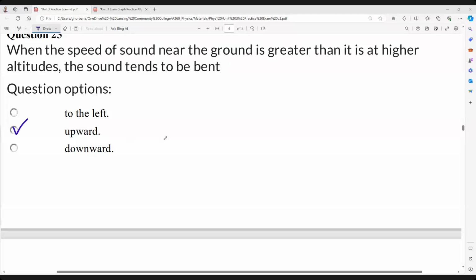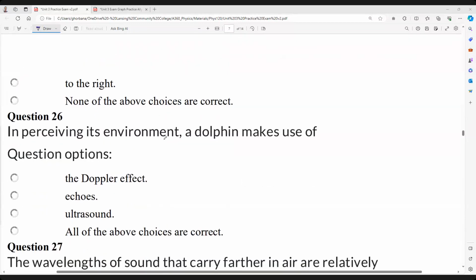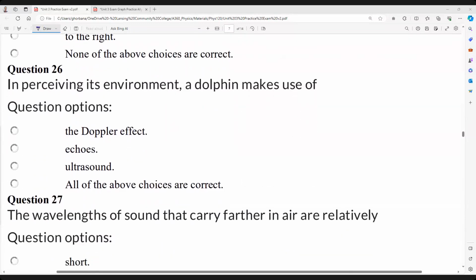So number 26, in perceiving its environment, a dolphin makes use of all of the choices. Yes, Doppler effect, ultrasound, and echoes. So all of the above are correct.